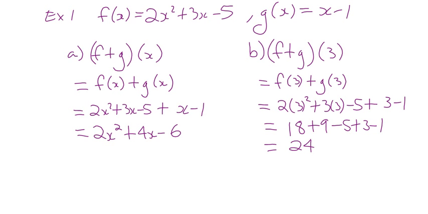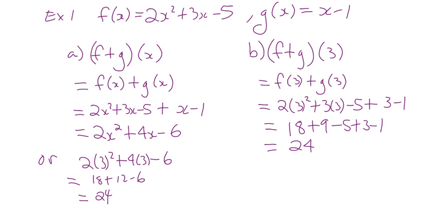Now we also could have first done f plus g of x, 2x squared plus 4x minus 6, and then simply done this at 3: 2 times 3 squared plus 4 times 3 minus 6. So that's 18 plus 12 minus 6, which hopefully not surprisingly is 24. You should get the same answer. If I had to do f plus g of 3 and f plus g of 8 and f plus g of whatever, then I would probably want to get the simplified form and then do the substitutions in there, as opposed to substituting here. It'd just be easier to work out.